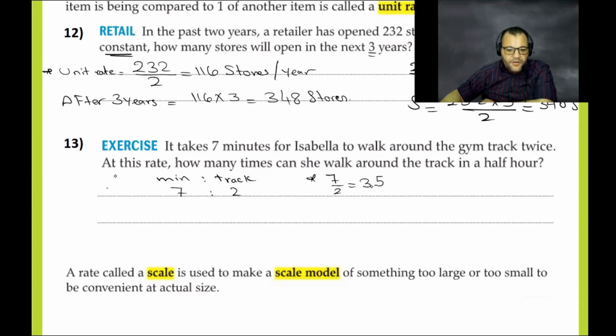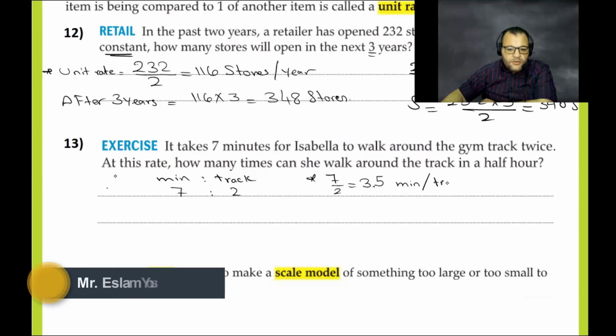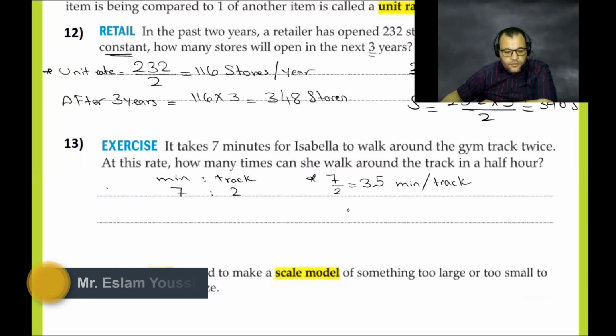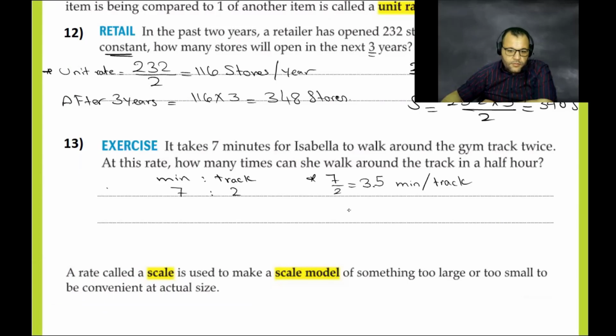He needs 3.5 minutes to finish one track, per track. Now there are 30 minutes in half an hour, so you just multiply 3.5 by 30. 3.5 times 30 will be 105.